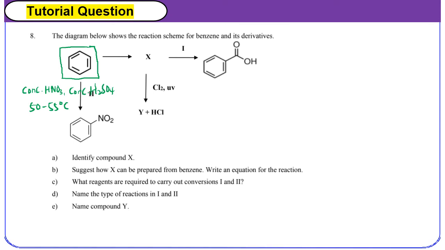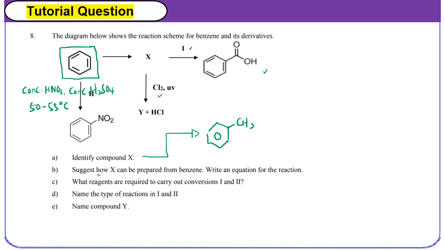And then from here we can see this is a X, which can react with chlorine with the presence of UV, and then react with one reagent to produce benzoic acid. So basically we will know that the X can be the alkylbenzene. So we choose the most simple one. The compound X can be the methyl benzene.